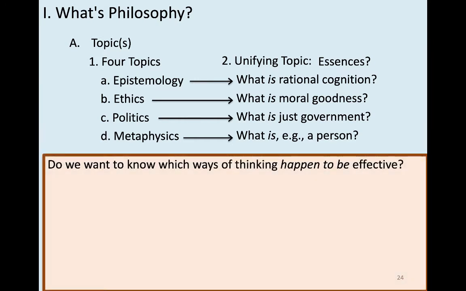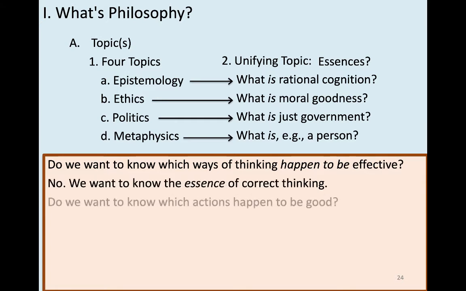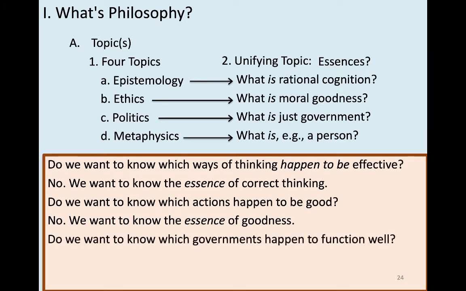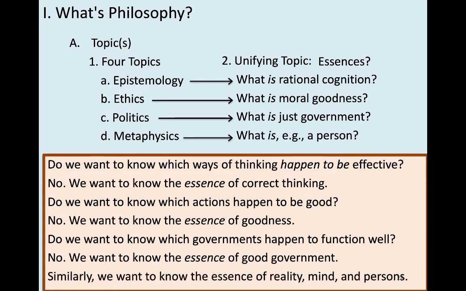Okay, reiterating this. When we do epistemology, we don't just want to know which ways of thinking happen to be effective. We want to know the essence of correct thinking. When we do moral philosophy, we don't just want to know which actions happen to be good. We want to know the essence of goodness. When we talk about political philosophy, we don't just want a list of governments that function well. We want to know what is good government, what is justice. Similarly, we want to know the essence of reality, minds, persons, and so on and so forth when we're doing metaphysics.